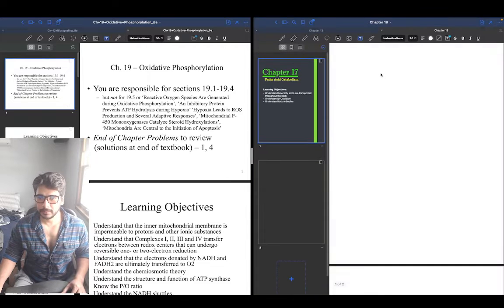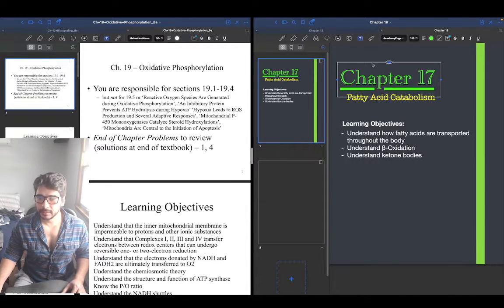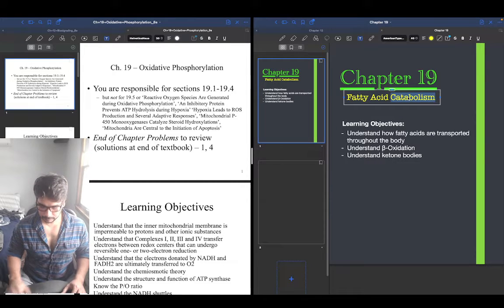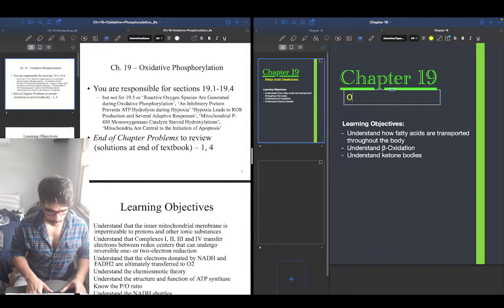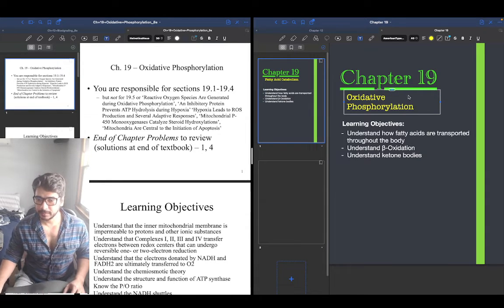Chapter 19. So this is where my madness begins. I am going to retitle this, re-edit this, oxidative phosphorylation. Doesn't help that I don't know how to type. Oof, this is a big word.